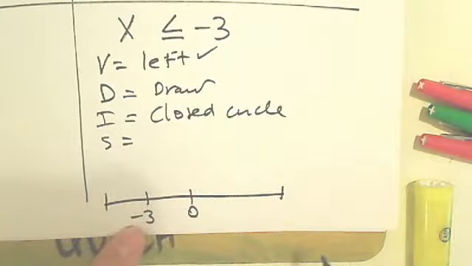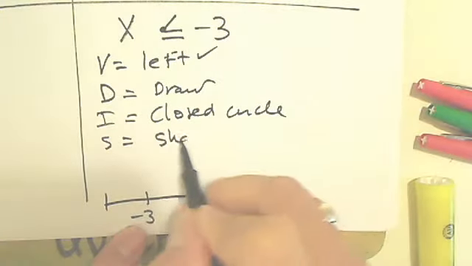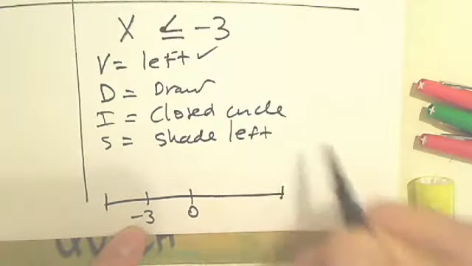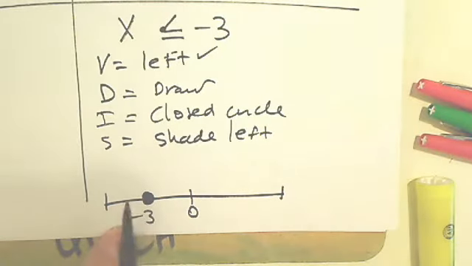So how do we shade? Where's it pointing? Shades to the left. Shade left. Points left, shades left. So I'll put a bullseye around negative 3, but this time I shade it in. Now I shade to the left of the line.